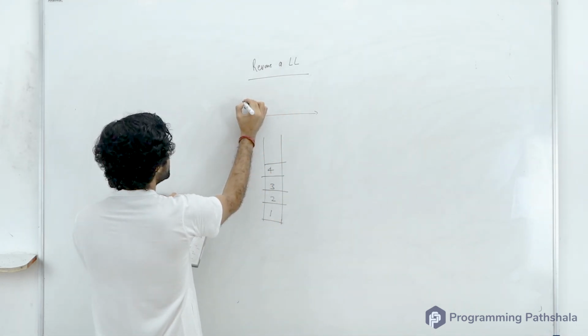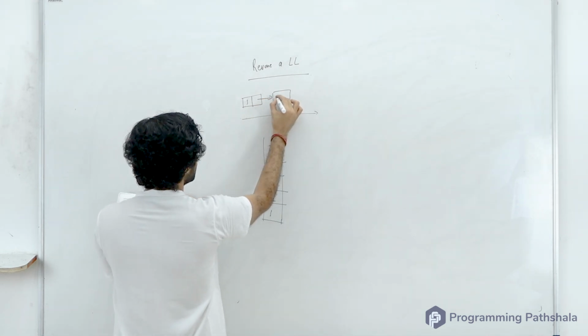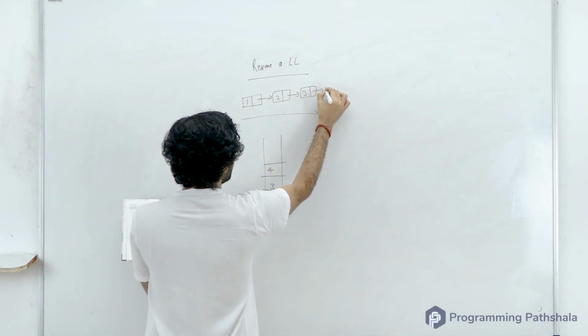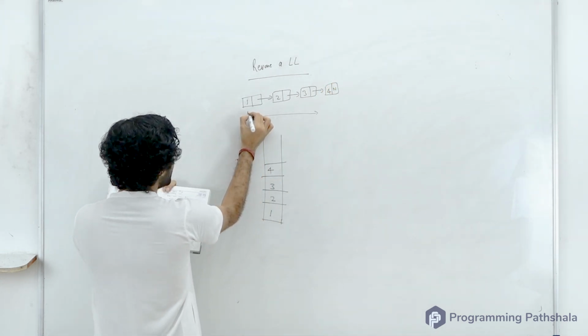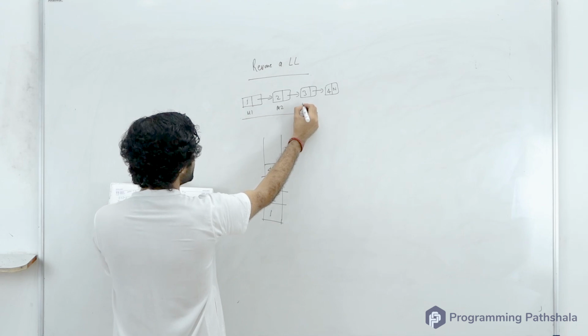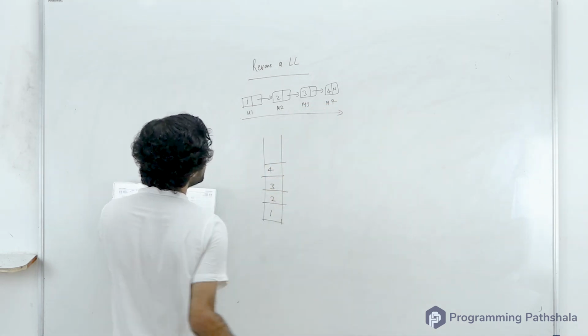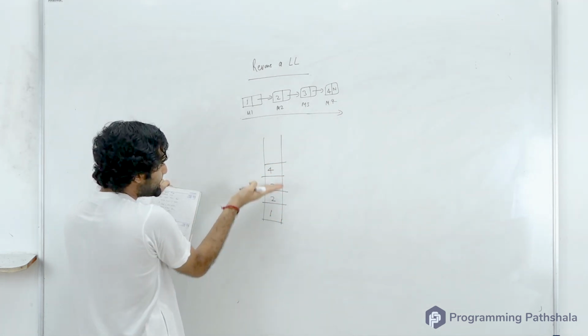So basically I had a 1 here which was pointing to this 2. I had a 2 here pointing to 3. 3 was pointing to 4. And this was null. And this memory location was M1, this was M2, this was M3, this was M4. So what I did, I simply traversed and populated the stack in this way.